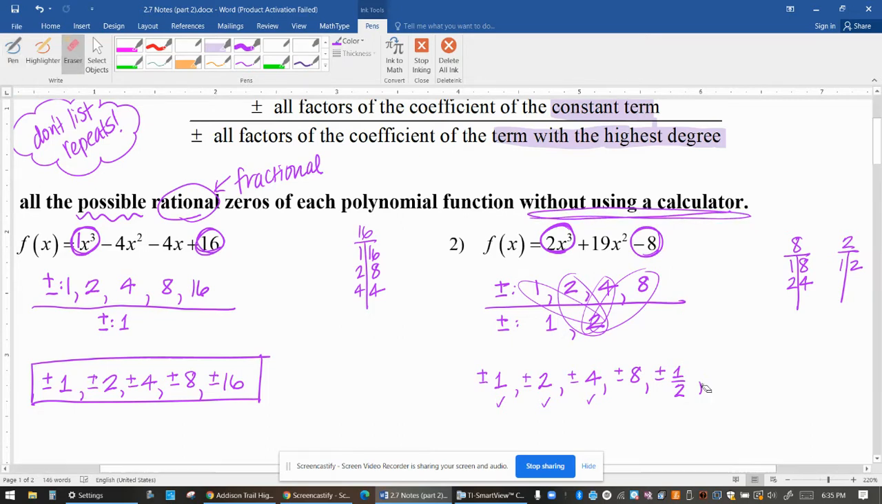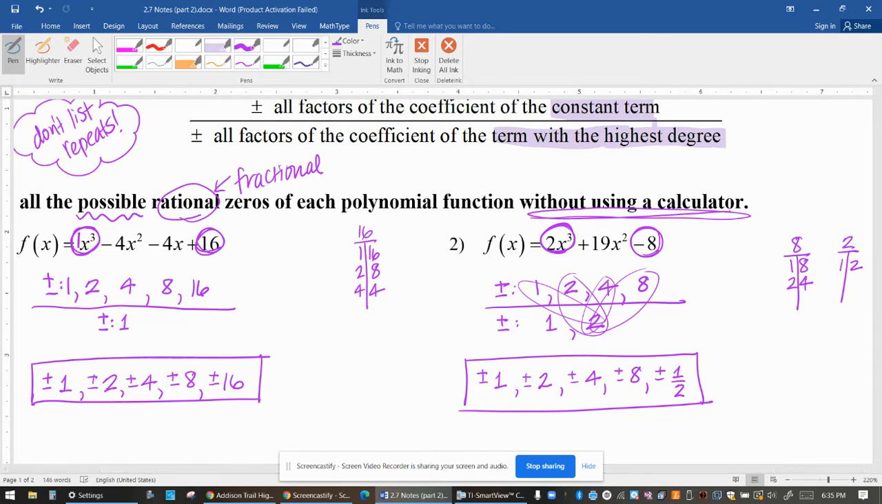So then we are done listing all of the possible rational zeros. So be prepared if you're ever asked to make a list of all the possible rational zeros of a polynomial. That's what you're going to have to do. You're going to take the factors of the constant term and divide them by the factors of the coefficient of the highest degree.